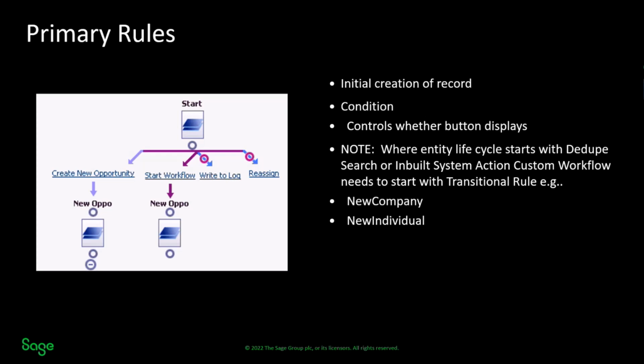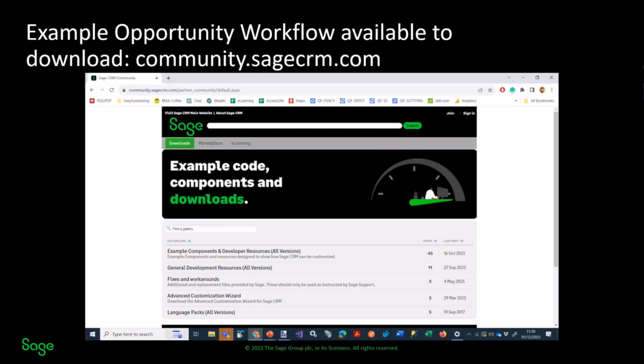Complex entities inside Sage CRM, which can be workflowed, are the company, the person, and the communication. Their creation cannot be managed through workflow. So you have to have created the record before you attach it to a workflow. That would be through something called a transition rule. We have an example company workflow available for you to download, again, from the community.